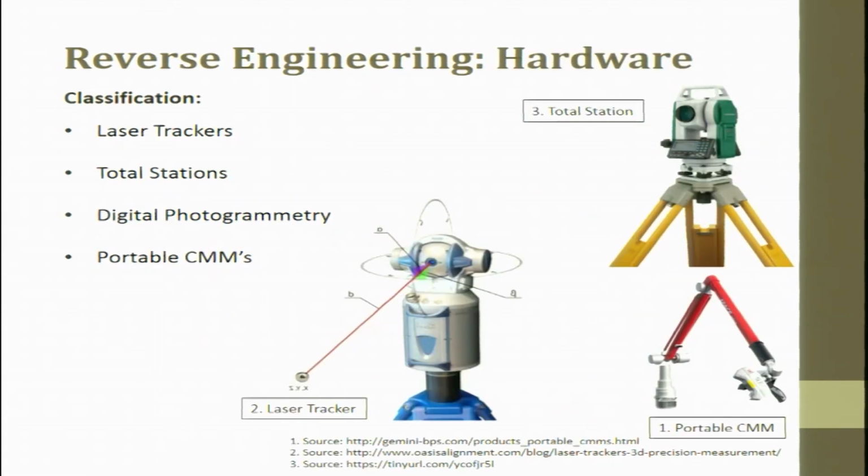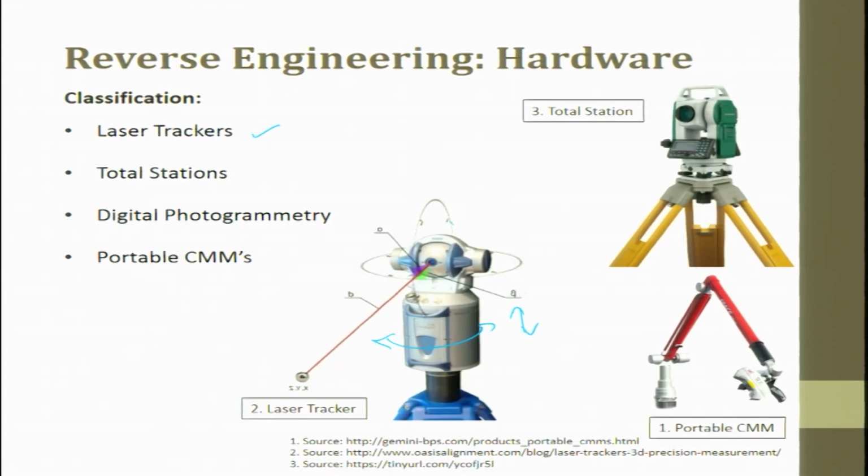When we talk about hardware, there are four different types of hardware. One is called the laser tracer. This is a system which can swing around this plane, and this can swing around this, and the height can be adjusted. So this is a laser tracer with which you get the XYZ data. Okay. The next one is a total station. It is basically used by civil engineers to check the distance.